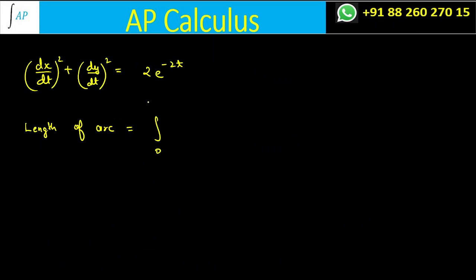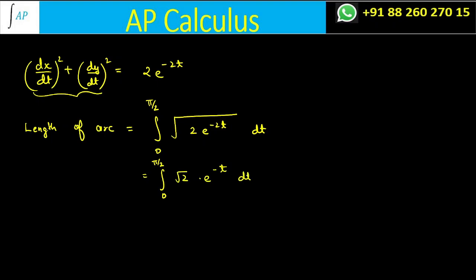So integration from 0 to pi by 2, square root of this thing, right? Square root of this complete thing. So the square root of this complete thing is 2 e to the power of minus 2t. Now if we simplify this first, it is 0 to pi by 2. This 2 can be taken out of the square root, and when the square root is applied over here, it will become e to the power minus t only.